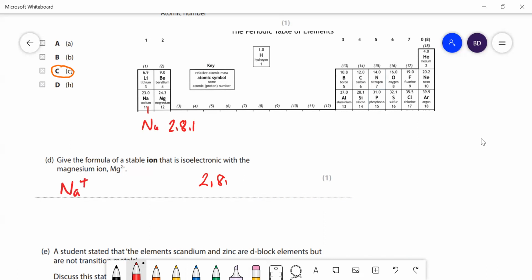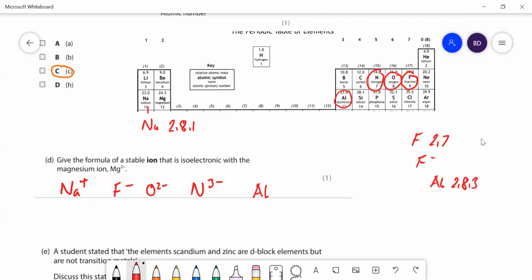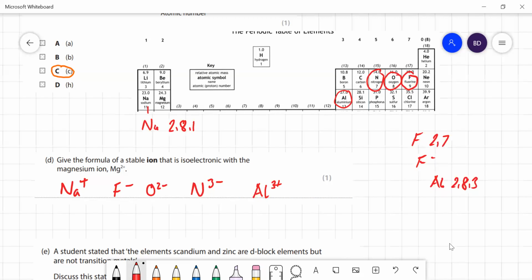You could also have fluorine. That is 2,7, and so that gains 1 to form the F minus ion. So you could have F minus, or you could have oxygen. That would have to gain 2, that'd be O2 minus. Or you could have N3 minus, that's gaining 3 electrons, or you could have aluminium, which is 2,8,3. So yeah, you could have any of those. You only have to give one though, of course.